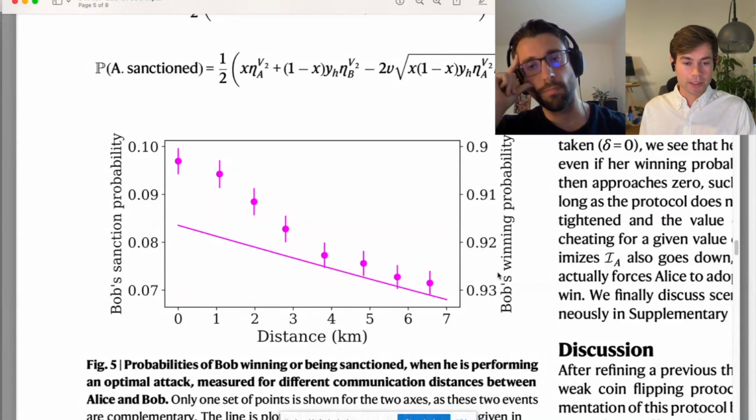Yes, exactly. Maybe that understanding is wrong. I don't know what current protocols are, but do you have a sense of what the winning probability would need to reach before this would be viable from a commercial perspective?